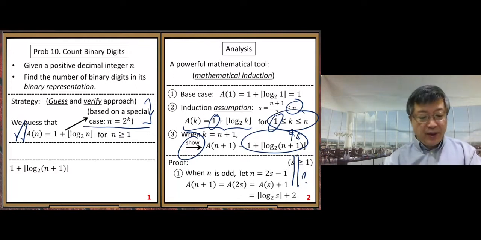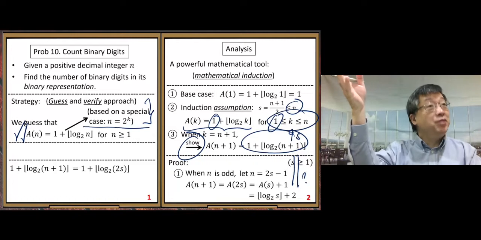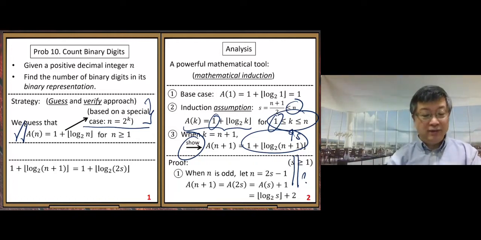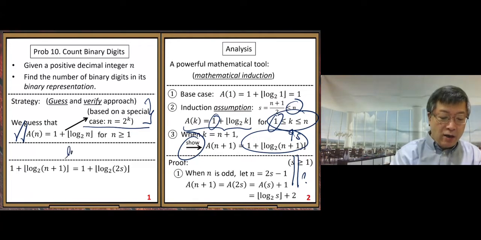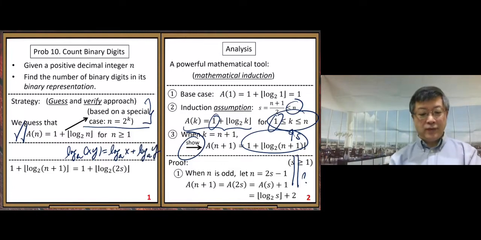Let me show you. First, 1 plus floor function of log base 2 of 2s. Okay, 2s, 2 times s, right? Here we need the logarithm property. Do you have an idea? The logarithm property: log base a of xy equals log base a of x plus log base a of y. So we need to use this property.